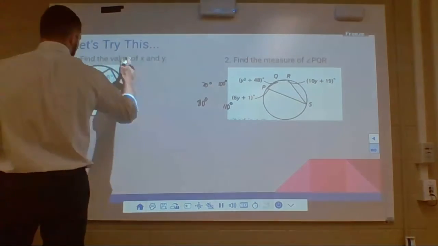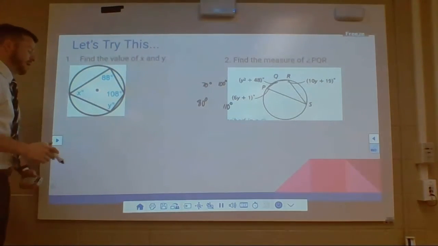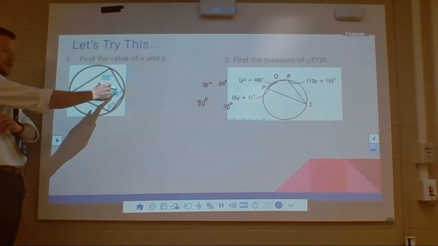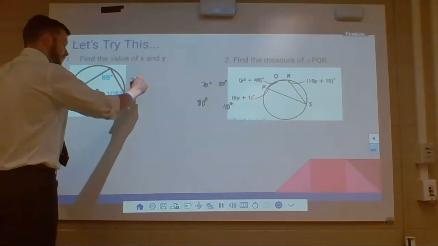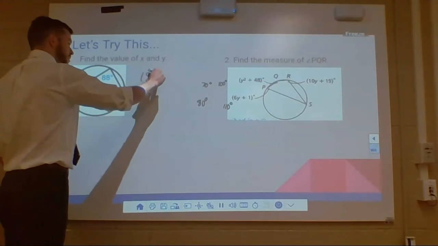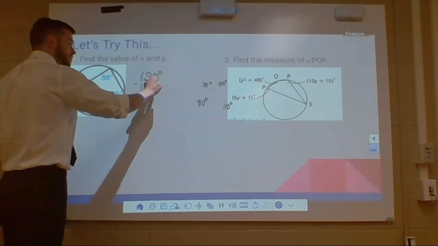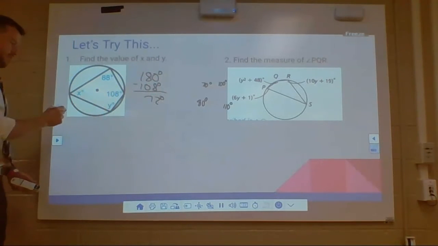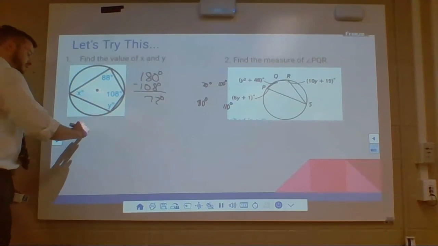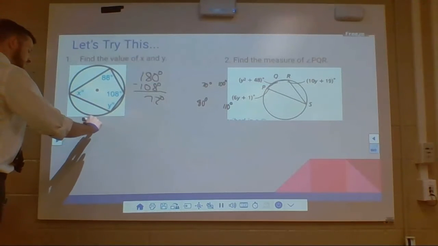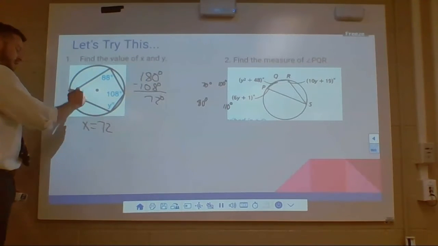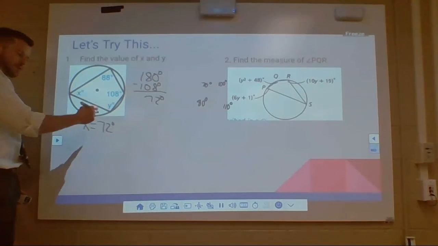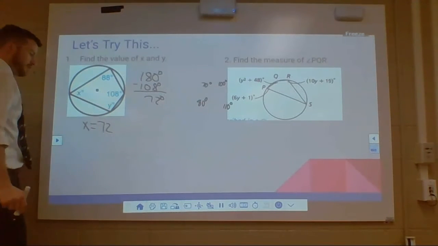So, number 1, find the value of x and y. Well, let's start with x. So, x is opposite of 108 degrees. So, all we have to say is 180 degrees minus 108 degrees. That's going to give us 72 degrees. Now, this says x degrees, so the value of x is just going to be 72. Because if I say that x is 72 degrees, then if I substitute that in here, I get 72 degrees, right? So I'm just going to say x is 72.